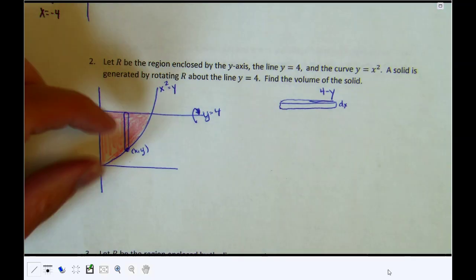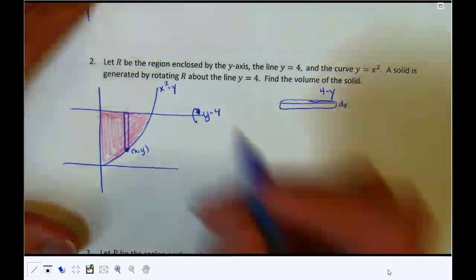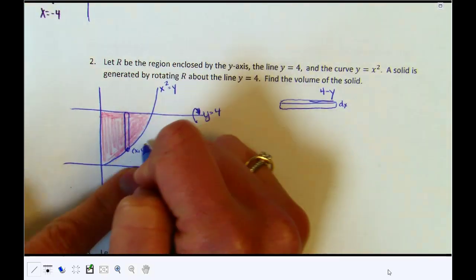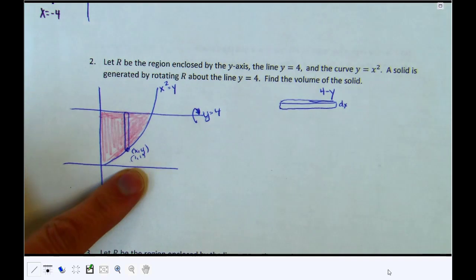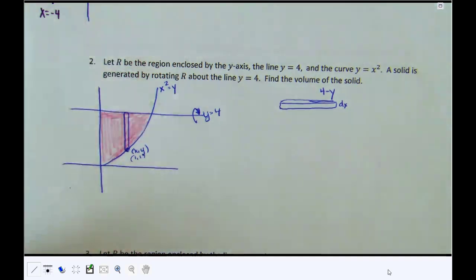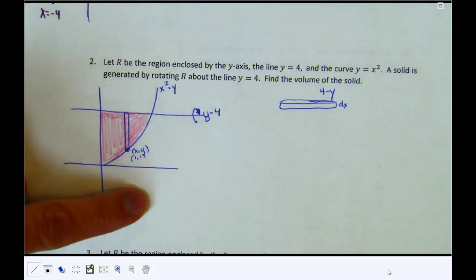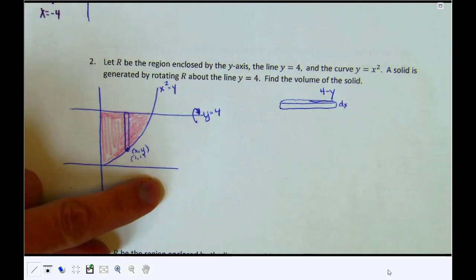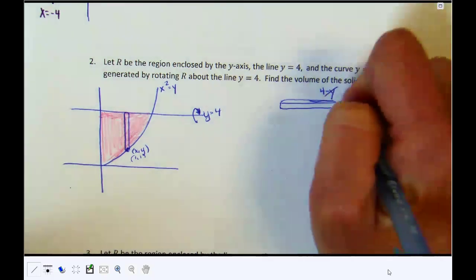Okay, so here's what I want you to think about. If you struggle seeing this, I want you to just imagine that this was the point 1, 1, which is a point that's on that curve. Doesn't matter if it is or not. What would the radius be? 3. And how do we get that? 4 minus 1, which is the y value. So 4 minus y is the radius, which Austin said is 4 minus x squared.